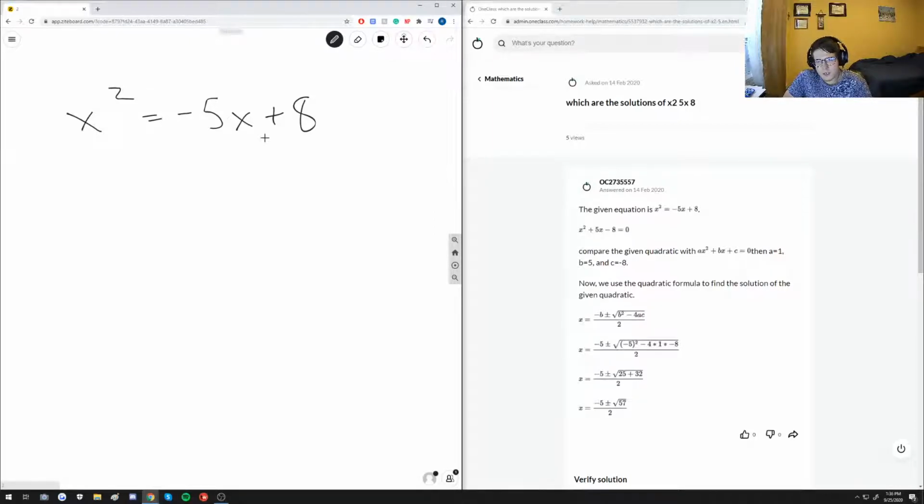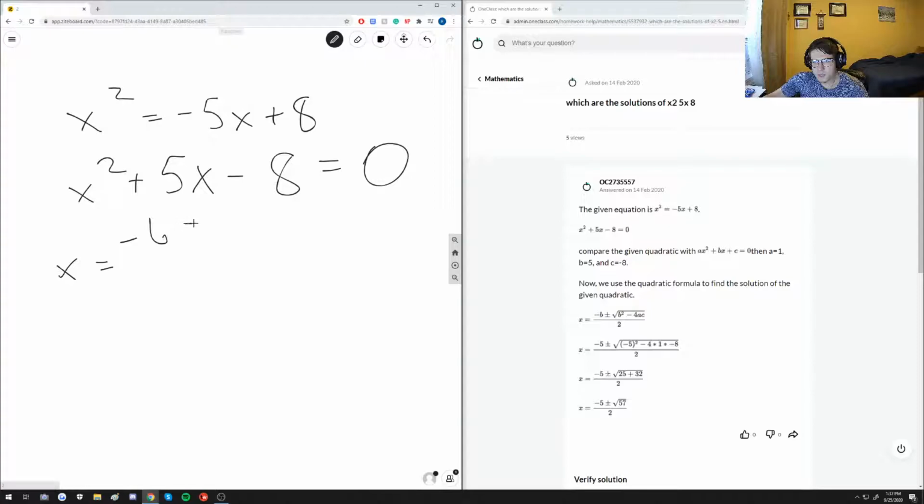we are essentially looking for the roots. Sorry. So we want to first get this in a situation where it's equal to 0 in order to find the roots. So we're going to add 5x on both sides, and we're going to subtract 8 on both sides. So we're going to get x squared plus 5x minus 8 is equal to 0. Now that we have this, we can apply the quadratic equation, which we know as x is equal to negative b plus or minus the square root of b squared minus 4ac all over 2a.